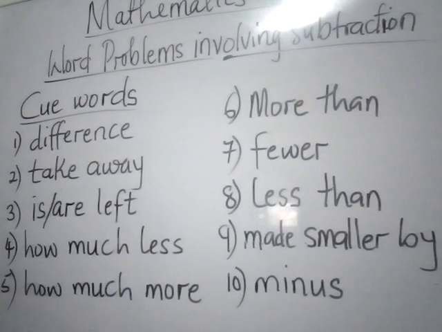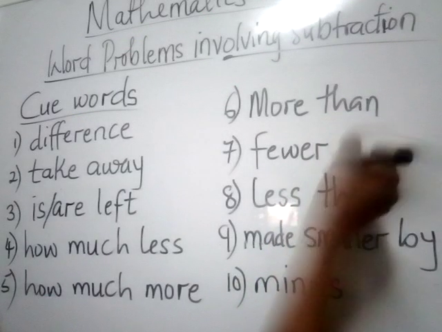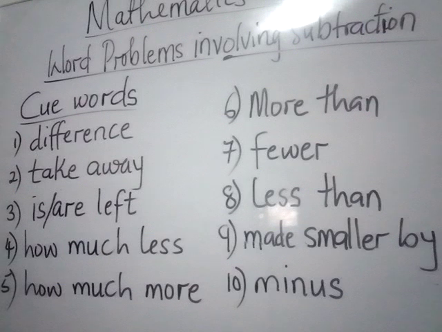Number 6 is more than. How many oranges does Ojo have more than Kunle? Okay, so when you see that as well, it involves subtraction. Number 7 is fewer. Fewer than. Okay, you can have fewer, or how many fewer oranges does this person have than the other person? How many fewer notes does this person have than the other person? And in some other cases, it could read fewer than. Then number 8 is less than. By how much is this less than that?